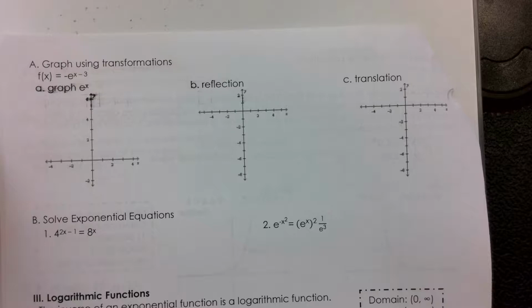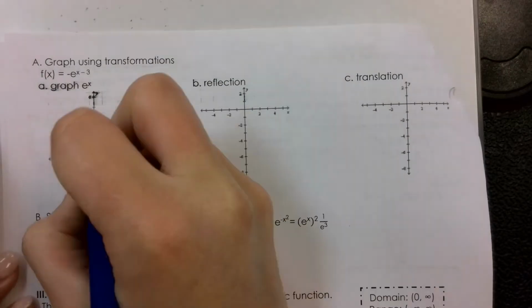It's just a placeholder, kind of like pi. How pi is like 3.1415926, and so on, and we just put pi in place of it. So e is a similar idea. So if we've got this function, we want to graph negative e to the x minus 3. So we're going to start by graphing e to the x.